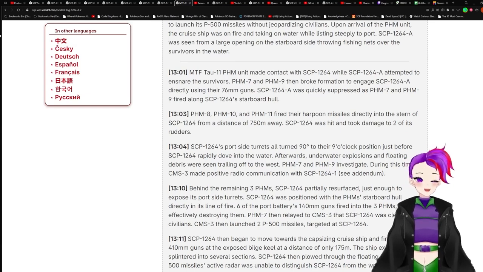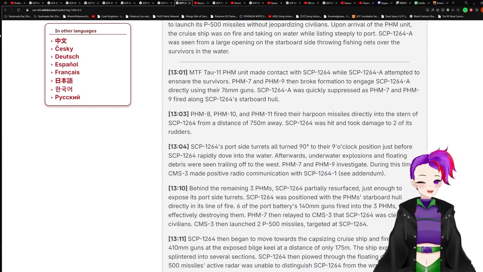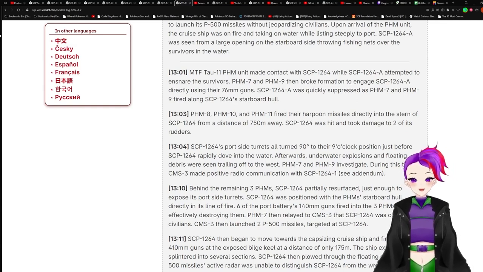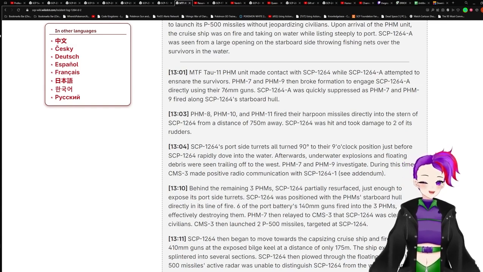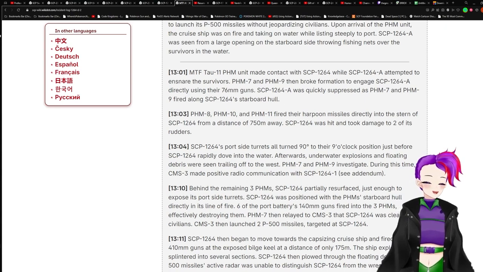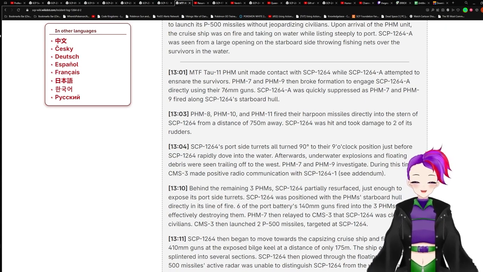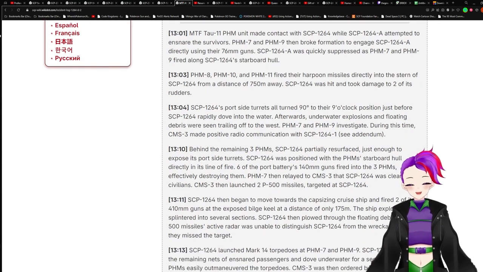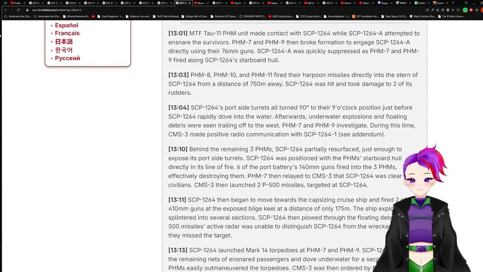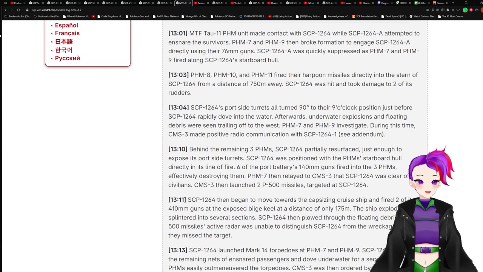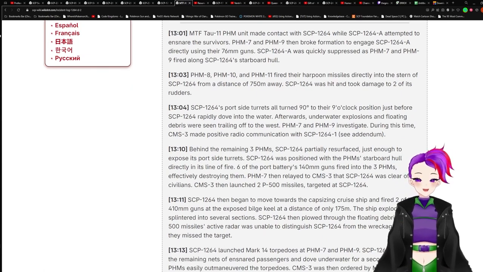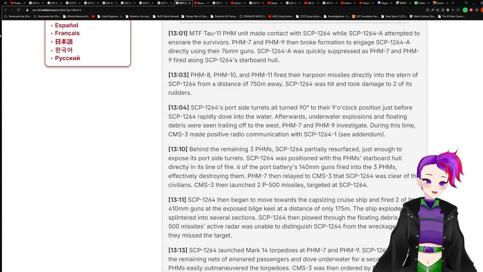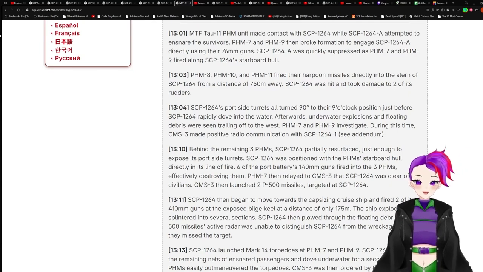PHM-7 and -9 then broke formation to engage -A directly using their 76mm guns. -A was quickly suppressed by PHM-7 and -9, fired along Tau-64's starboard hull. 1303: PHM-8, 10, and 11 fired their Harpoon missiles directly into the stern of Tau-64 from a distance of 750 meters away. Tau-64 was hit and took damage to two of its rudders.